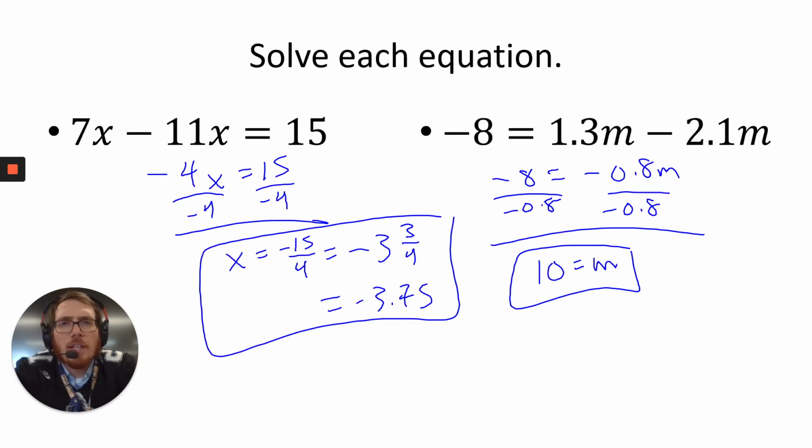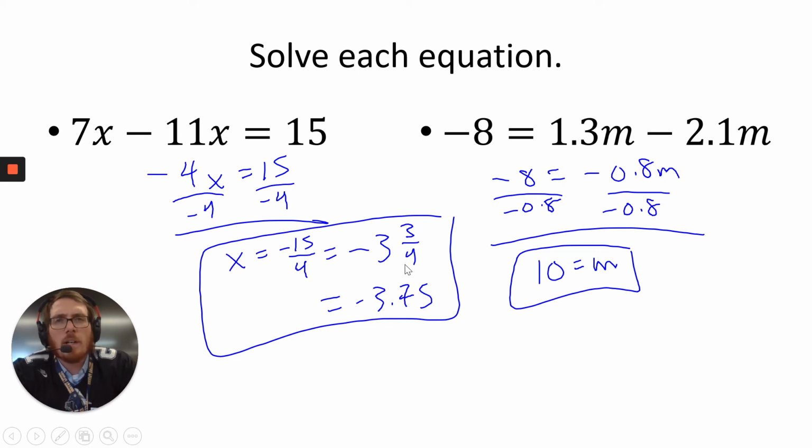Just to review a few things with combining like terms, don't forget if you have multiple variables on the same side of the equation, you can combine them together. So 7x minus 11x can become negative 4x. Notice on this question, when I take 15 divided by negative 4, this does not work out as nicely. A lot of times you can just leave that. Negative 15 over 4 is an improper fraction. You can make that a mixed number or a decimal, obviously.